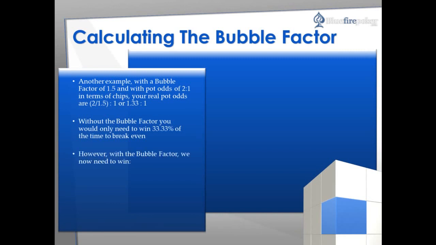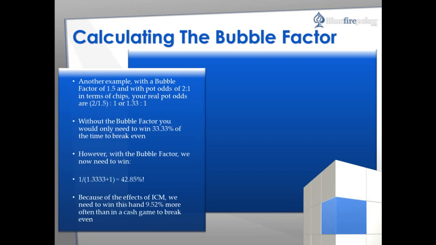But when we account for the bubble factor, we need to win actually about 42.85% of the time in order just to break even. And this is because of the effects of ICM. Now we need to win this hand 9.52% more often than in a cash game or a heads-up situation to break even.